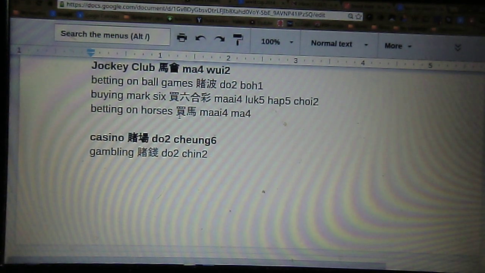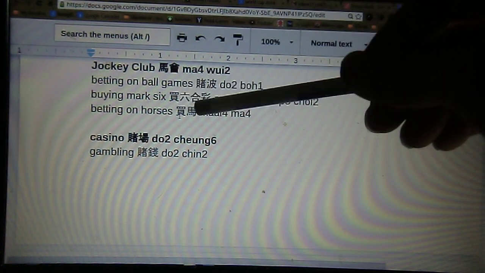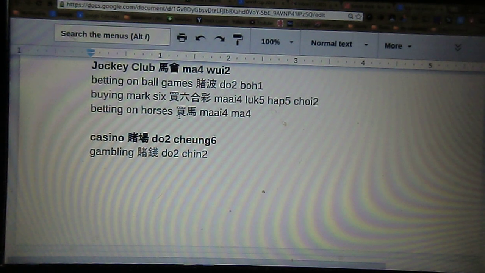And then you can also 買馬. 買 is buy, 馬 is horse. Well, but it doesn't mean that you would like to buy a horse. It means you would like to bet on a horse.